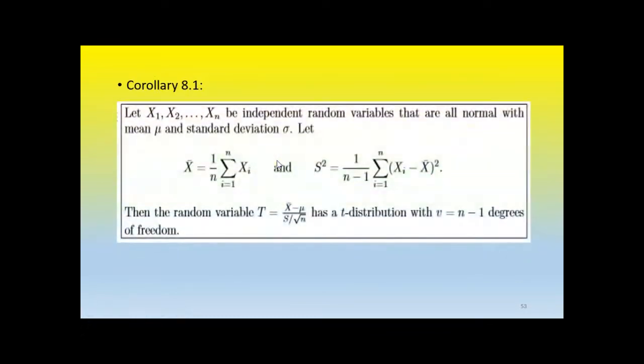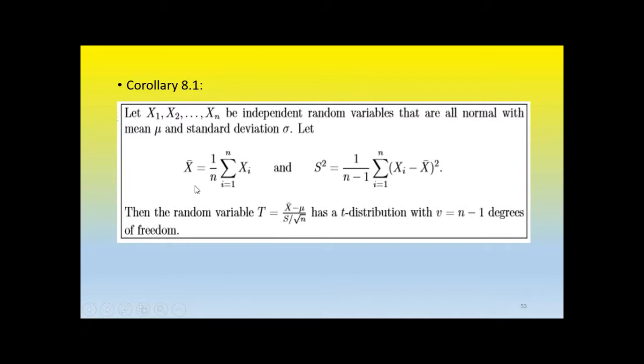Now, in another corollary of this theorem, there are n independent random variables x1, x2, up to xn, that are all normally distributed with the mean mu and standard deviation sigma. There are n different samples. All are normal with the same mean and the same standard deviation, so they are from the same population.